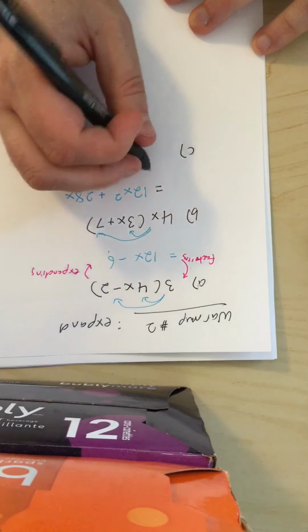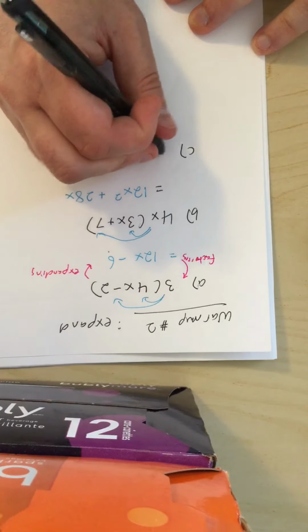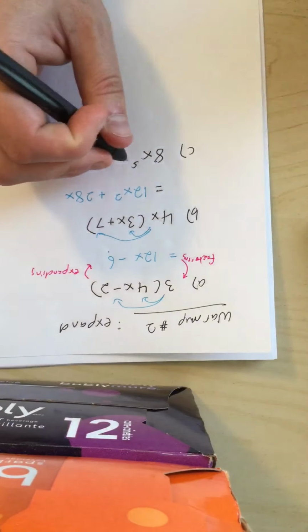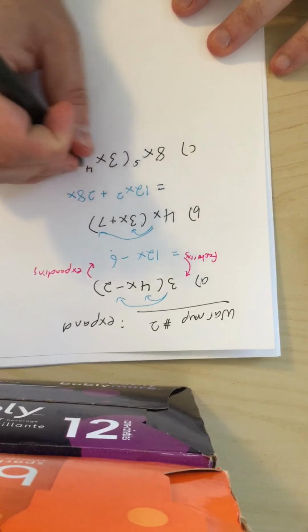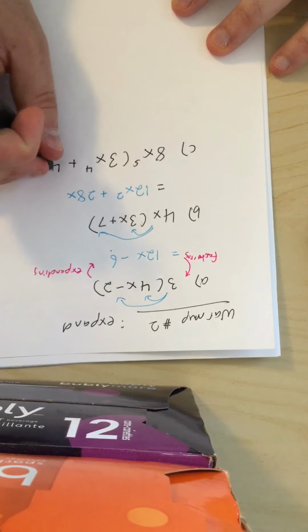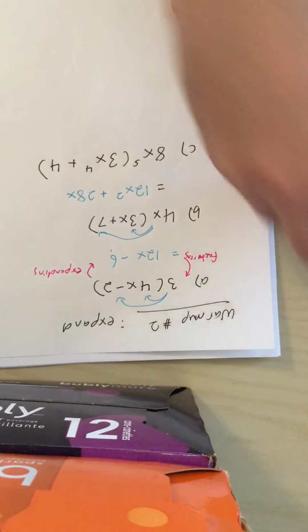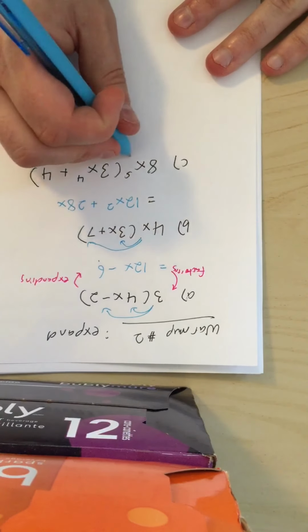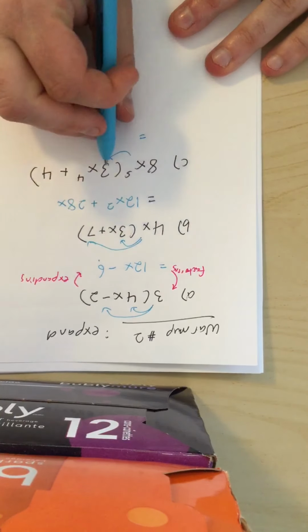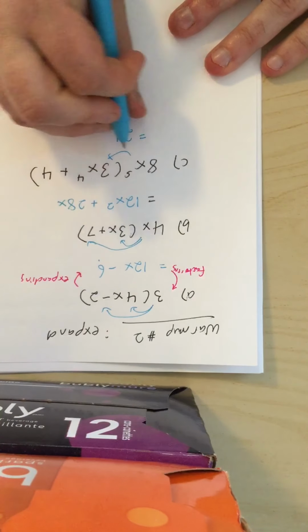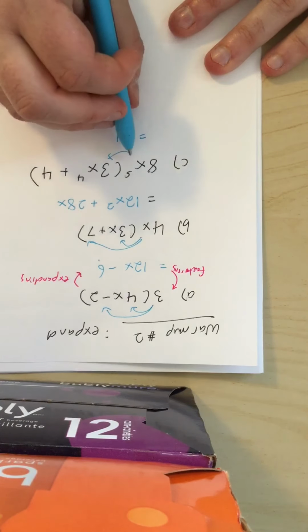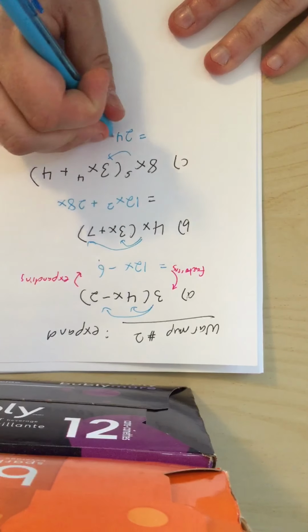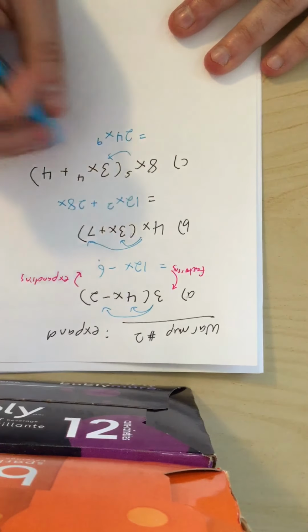And the last of my warm-ups is going to be 8x to the 5 times 3x to the 4 plus 4. This is a slightly more complicated expanding. 8 times 3 is 24. X to the 5 times x to the 4, when you multiply these, you get 5 x's and 4 x's. It becomes x to the 9.